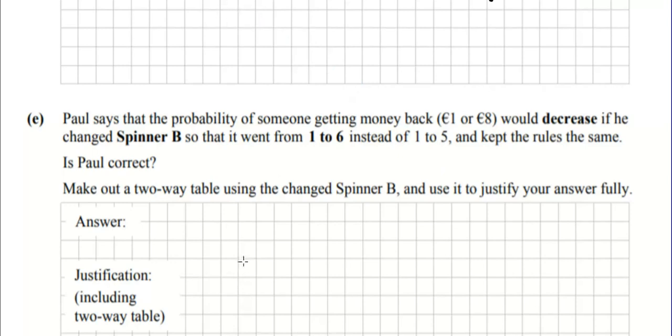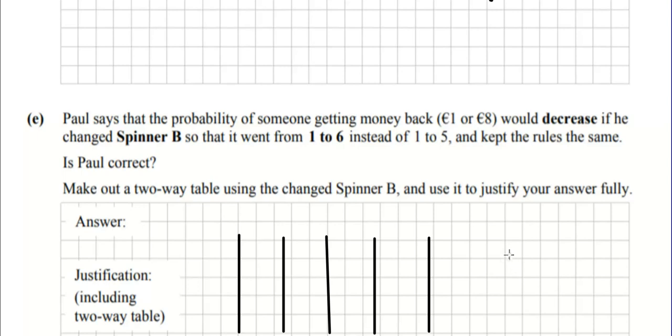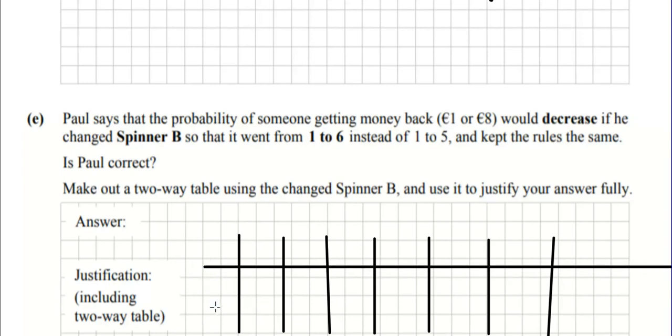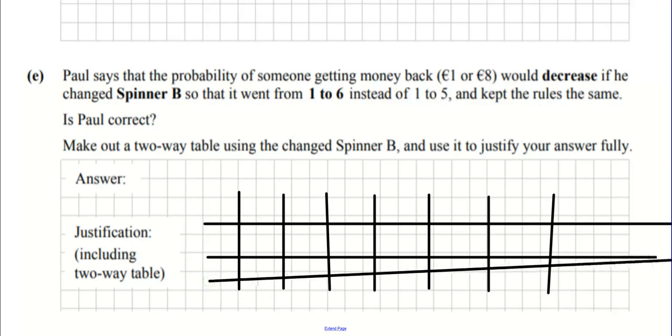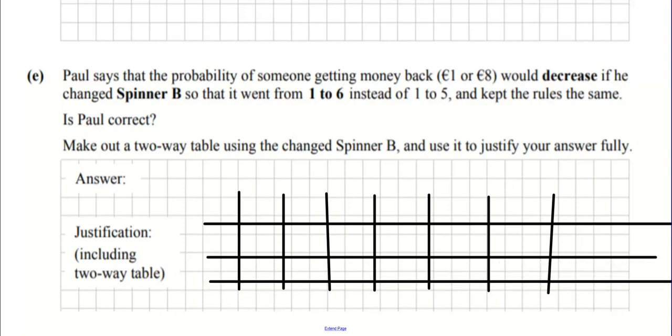Okay, so 1 out of 6. I think there'll be more ways of getting an 8 now, so I don't know is the answer to this one. This one's not immediately obvious. Okay, so we're just going to make a two-way table here. Okay, and we're going to put in our numbers for spinner B and spinner A. Spinner B will be the columns, and spinner A will be the rows.